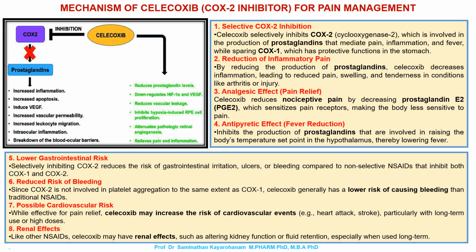6. Reduced risk of bleeding. Since COX-2 is not involved in platelet aggregation to the same extent as COX-1, Celecoxib generally has a lower risk of causing bleeding than traditional NSAIDs.